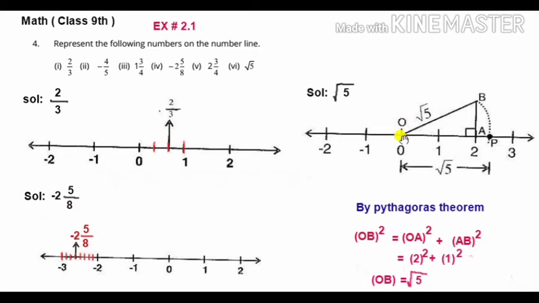Take radius square root of 5 length and draw a circle. The circle will cut at the right hand side and also the left hand side. We will take the right hand side point where the circle will cut, at point P.